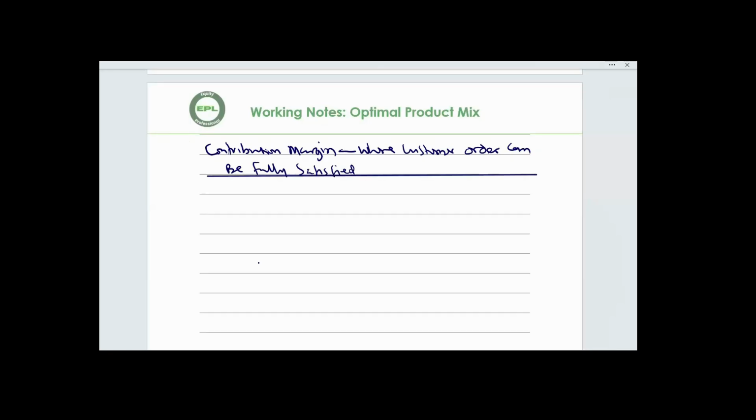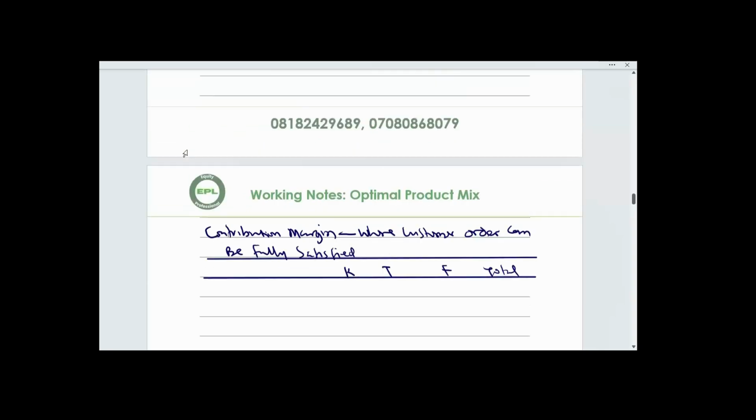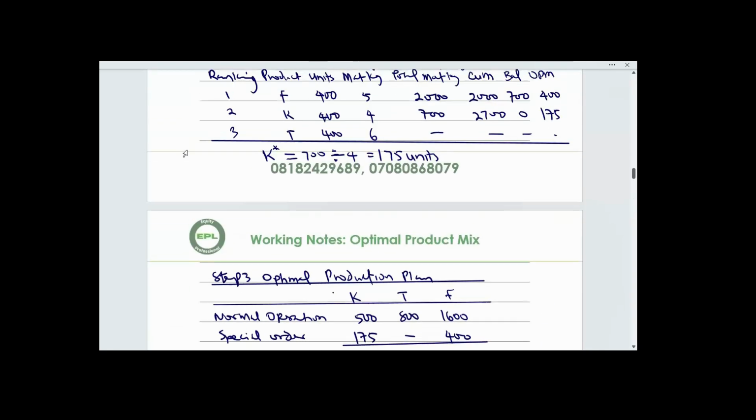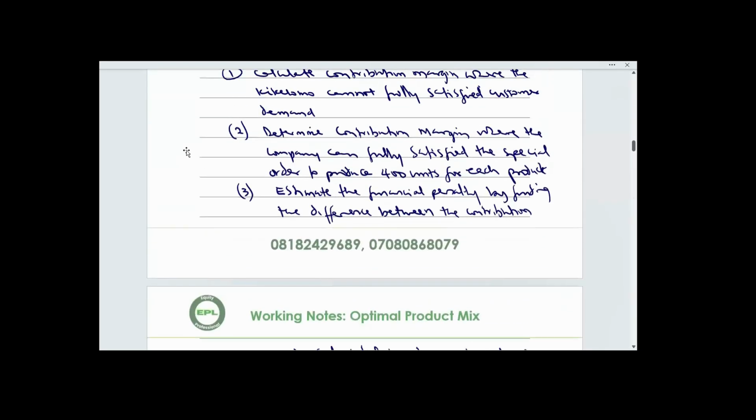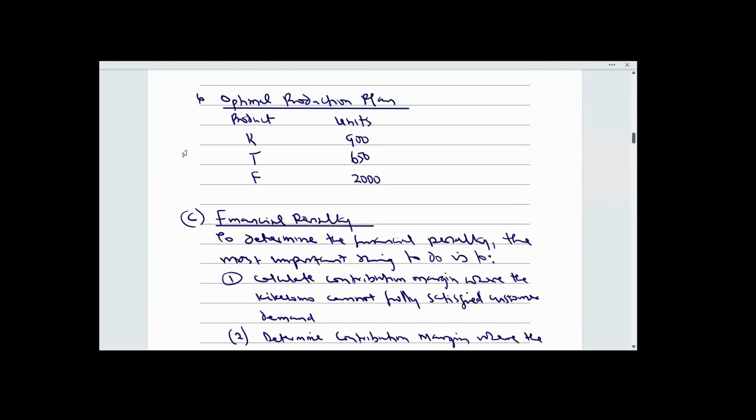So we have K, C, F, then total. You will recall that initially we have determined the production plan. That's where we started from in requirement B. In that requirement, we are producing 900 units of K, then 650 for T, then 2,000 units of F.